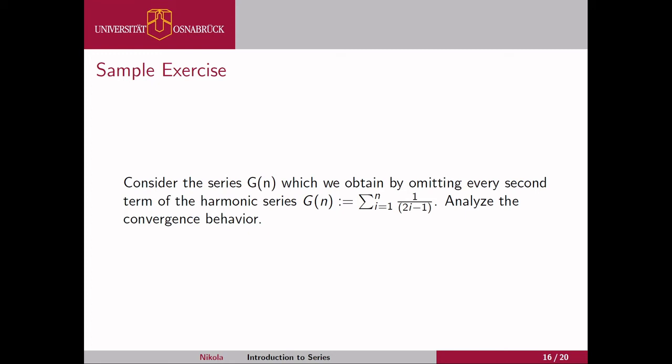Now, consider a series G, which is technically just the harmonic series, but we omit every even value. So instead of 1, a half and a third, we just get a third, a fifth, a seventh, and so on. I want you to figure out the convergence behavior of this series. Again, take a small break, take a pen, a sheet of paper, think about it for a bit, and afterwards we will go over the solution.